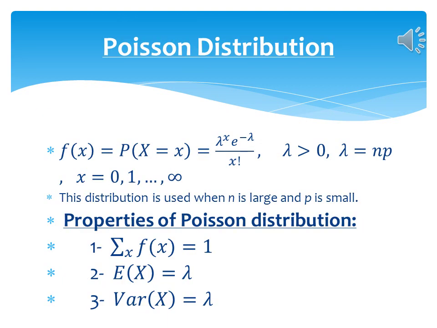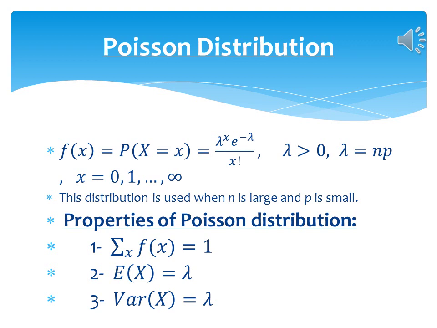Another discrete distribution function is called Poisson. So number 1 is called binomial, number 2 is called Poisson. What is the probability density function for the Poisson? Remember, the probability function for the binomial is the probability of x equal n combination x p power x q power n minus x. But for the Poisson, the probability of x equals lambda power x times e to the power minus lambda over factorial x.